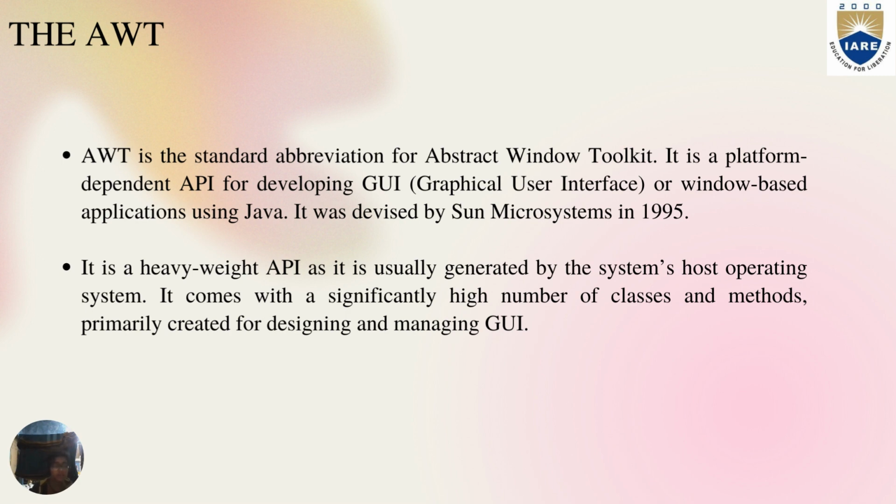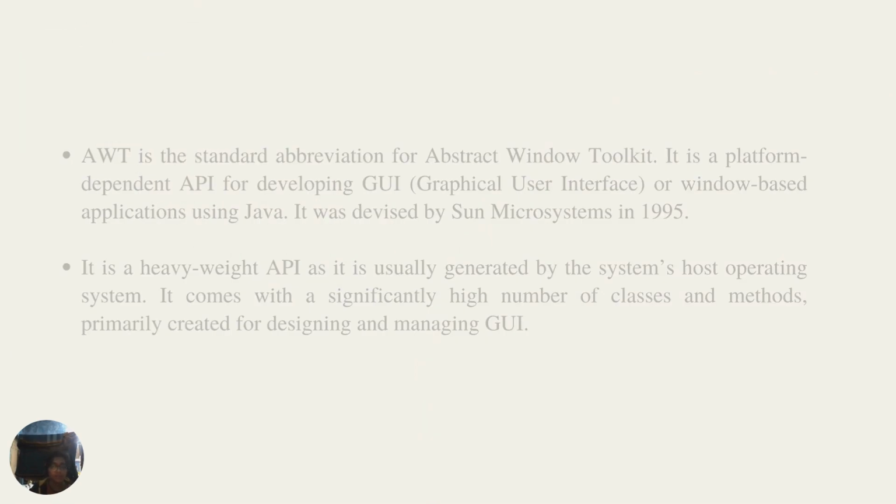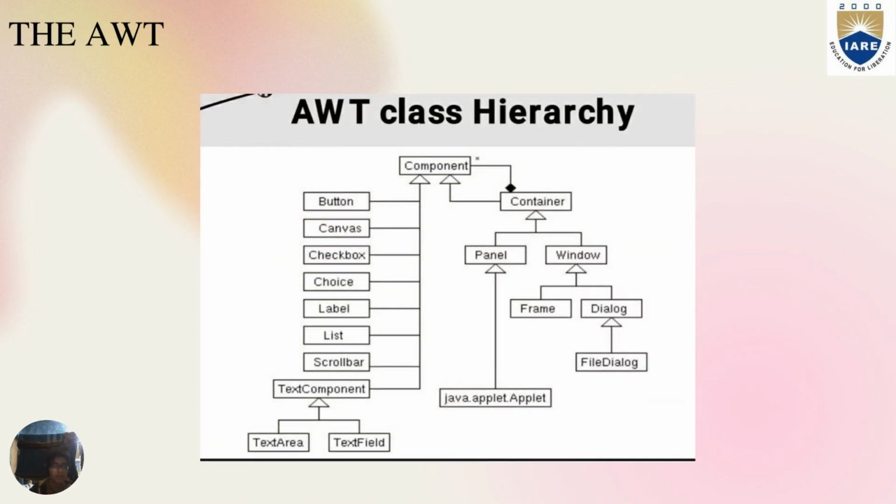So what we have learned about AWT till now is that it is a very heavyweight package in Java, and it's basically used to serve GUI purposes. This is the AWT class hierarchy. There is the Component class, which is a subclass of the Object class, in which we have several things like button, canvas, checkbox, choice, label, list, scrollbar, text component, text area, and text field.